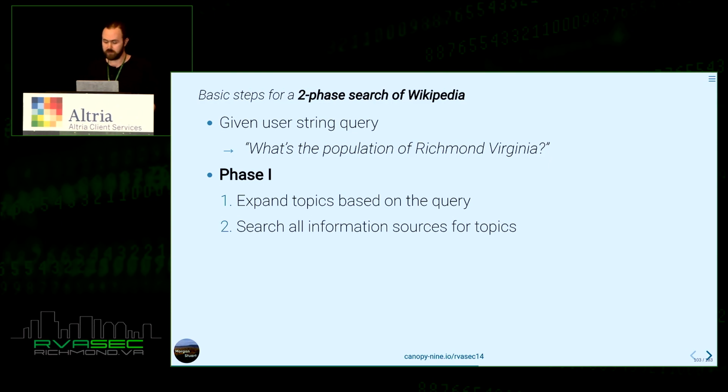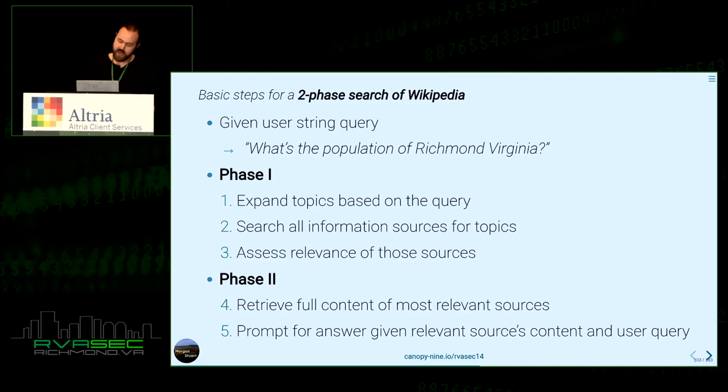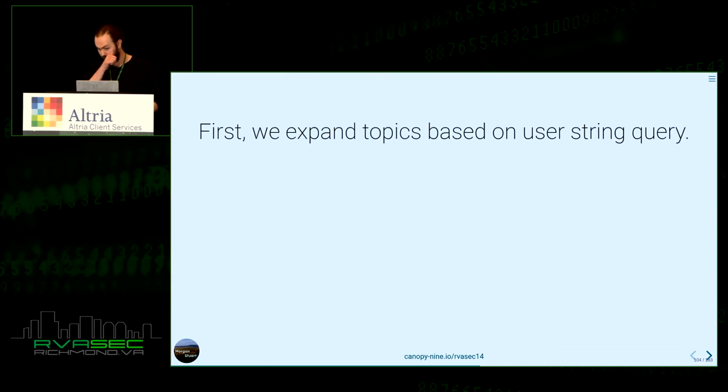So we're going to just use Wikipedia's search API. And then we're going to ask the LLM to assess the relevance of those sources based on the user's query. And then we're going to rank those relevant sources and go back and collect more information from Wikipedia, retrieve the full content of the most relevant sources. And then we're going to take that content, put it into context along with the user's query, and ask the LLM to answer the question with constrained generation.